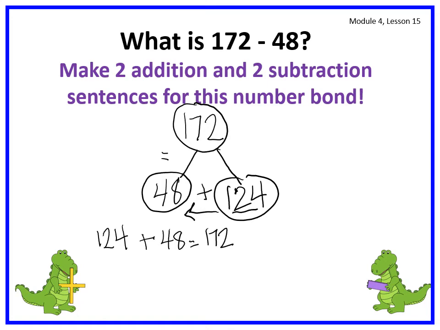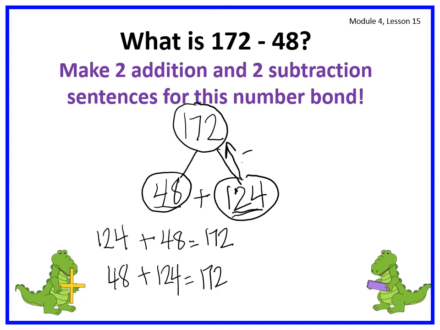Now I'm going to look at the next equation for addition. So now I'm going to work the other way. I'm going to start with 48. I'm going to add 124, and that's going to equal 172.